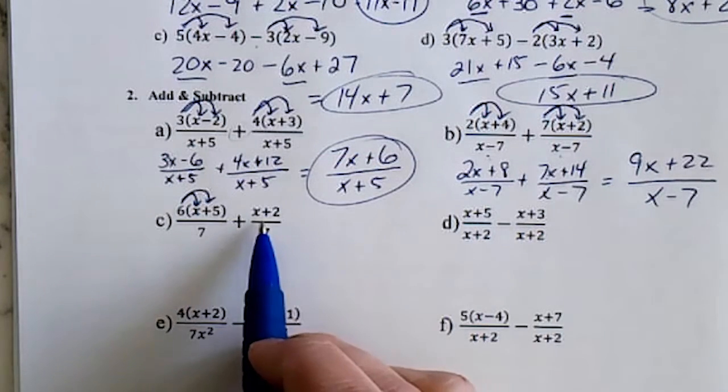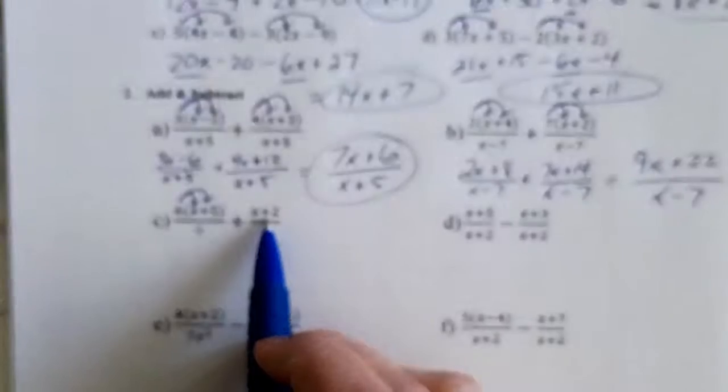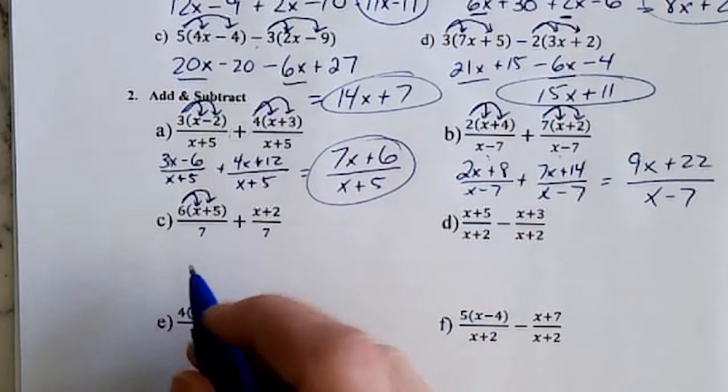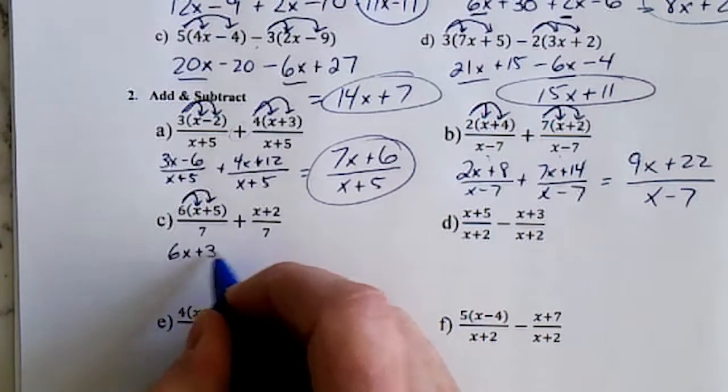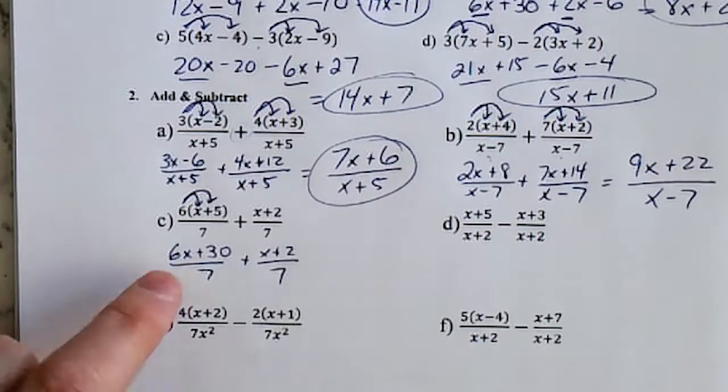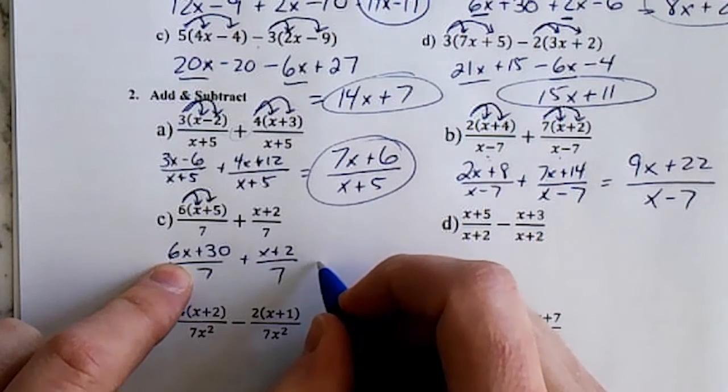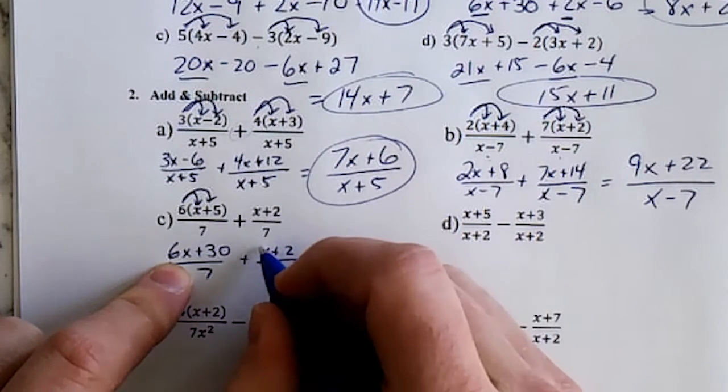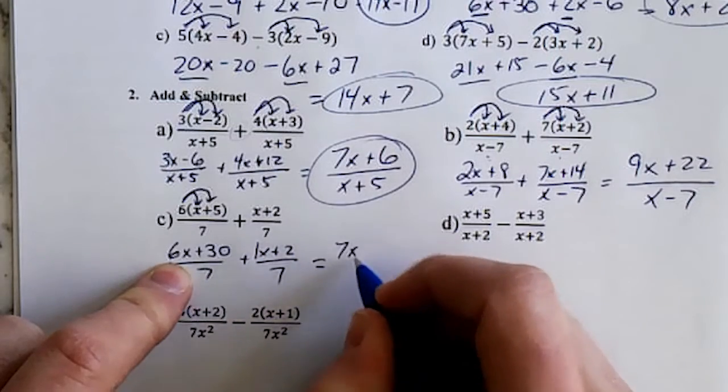This one's a little different. There's nothing in front, so I don't have to expand this side, just the left side. Terms 6x and 1x, invisible 1, 30 plus 2.